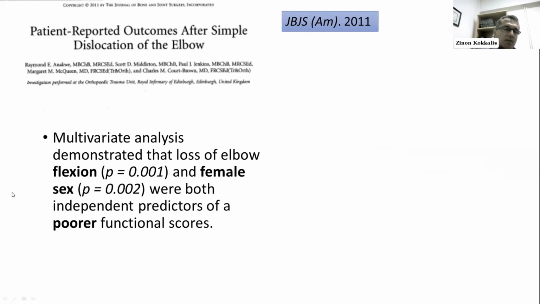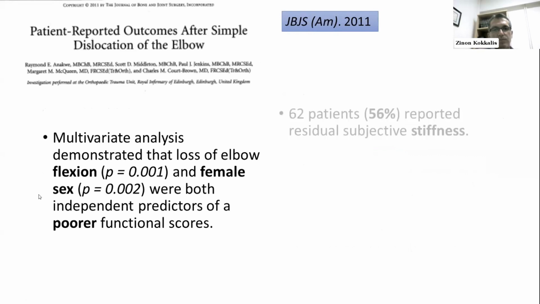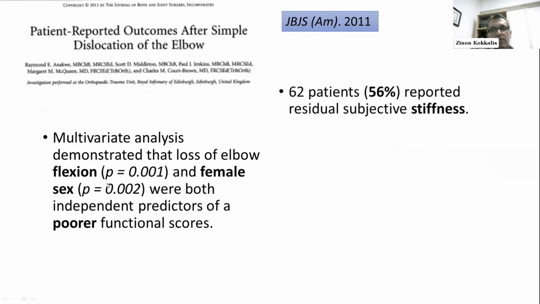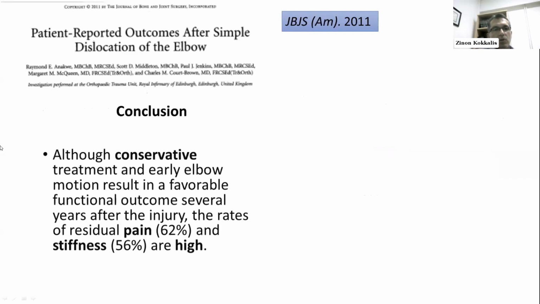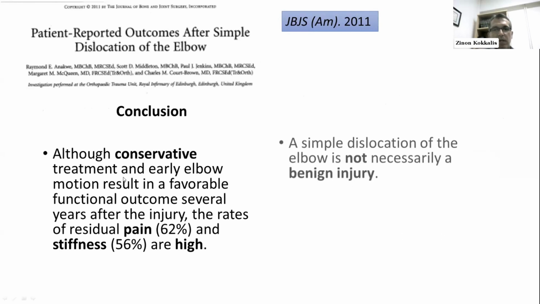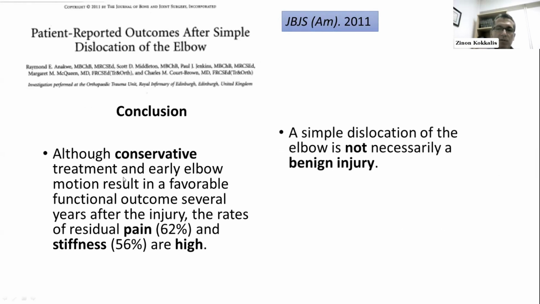Multivariate analysis demonstrated that loss of elbow flexion and female sex were both independent predictors for poorer functional scores. And very interestingly, 56% reported stiffness, 62% reported residual pain, and 80% of patients reported subjective instability. So these authors concluded that a simple dislocation of the elbow is not necessarily a benign injury.